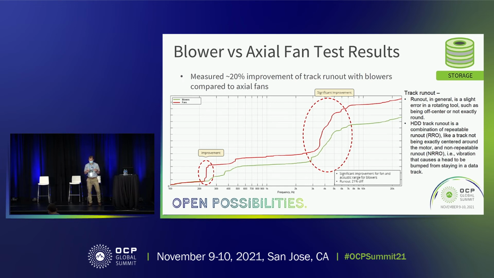Repeatable is something like, the disc is maybe a little bit ovalized, or the disc isn't centered, so every time it turns around, it does the same thing. It wobbles, and the drive can account for that. It's the non-repeatable runout that usually causes more problems, and that's what's caused by these vibrations, whether acoustic or operational. But we saw approximately a 20% improvement going to these blowers versus going with the axial fans.